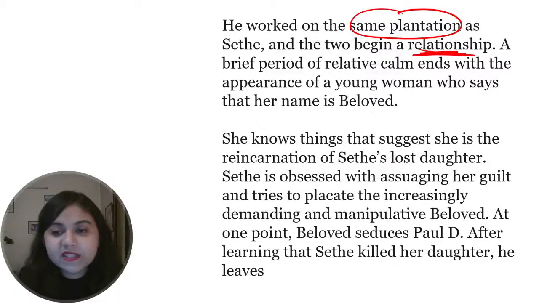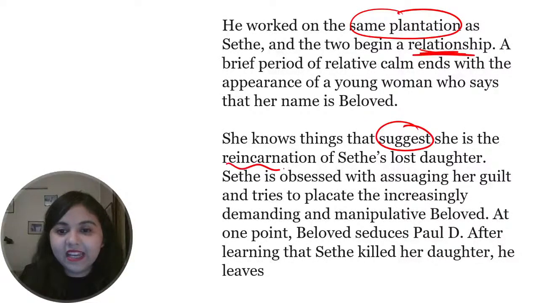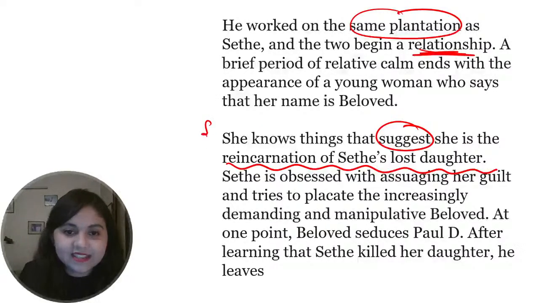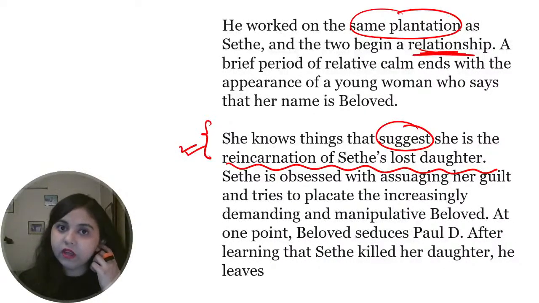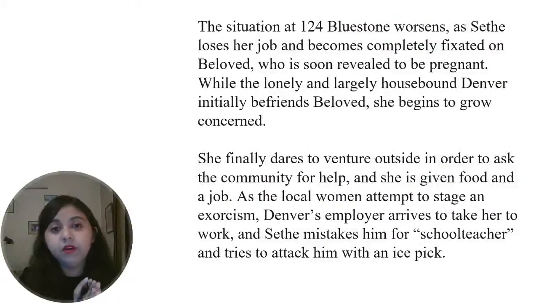She knows the things that suggest that she is the reincarnation of Sethe's lost daughter. What you have to remember is that a mother has killed her daughter at that juncture. But the mother is always guilty. Sethe is always guilty. She's not happy. It's not that she happily killed her daughter. At that spur of the moment, she thought it was prudent not to allow her daughter to live in this horrible world of being Black. But she is constantly burdened by the burden of killing her own daughter.